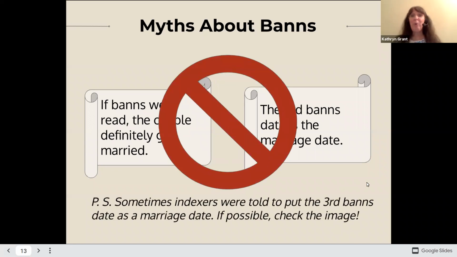One thing I did want to point out, which may have given rise to this second myth, is that sometimes the indexing instructions for FamilySearch indexers were to put the third banns date as the marriage date. So if you come across banns on FamilySearch, and I'm not aware of any other site that did that, they may have, but I'm not aware, if you are using banns records, I would always check the image. Or if it says it's a marriage but it's ambiguous, it might say marriage/banns, then you would always want to check the image and be sure what type of record it was.